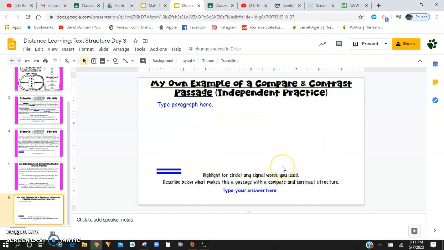It should be about 5 sentences. You can compare and contrast anything you want. You can compare and contrast your brother and your sister, or your 2 sisters or your 2 brothers. You can compare and contrast different grade levels, different schools, different towns, different states, different countries. There are tons of things that you guys can compare and contrast. You can compare and contrast the difference between strawberry jelly and grape jelly. Just make sure you're following proper grammar and that you use and underline at least 2 signal words. And then last but not least, you type what makes that a compare and contrast text structure.